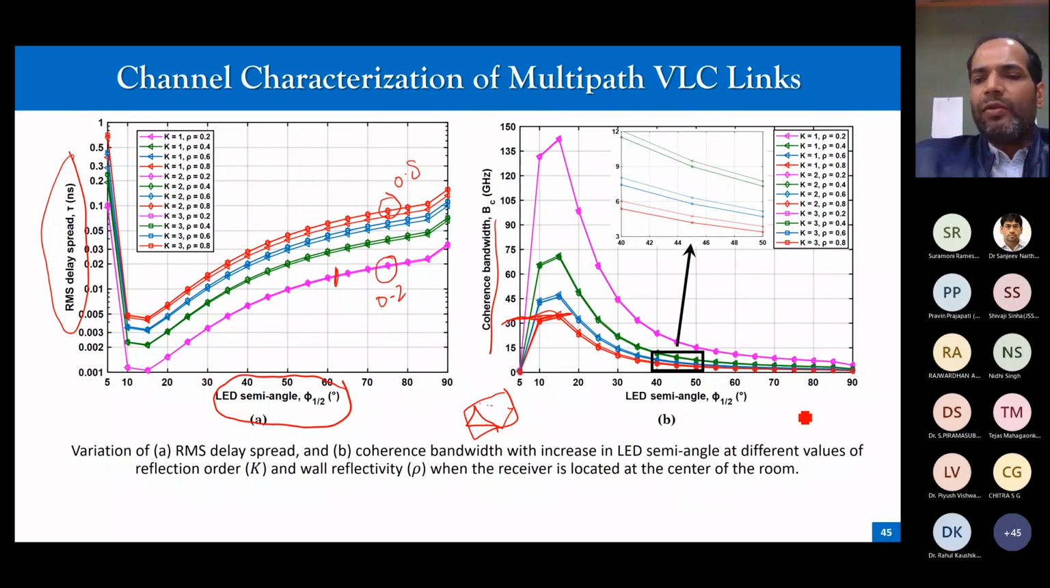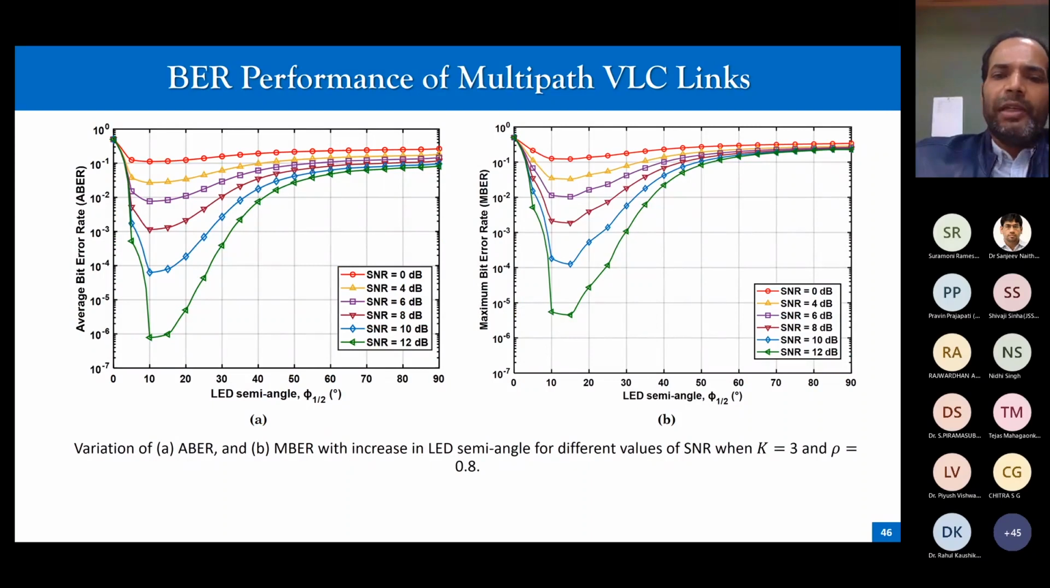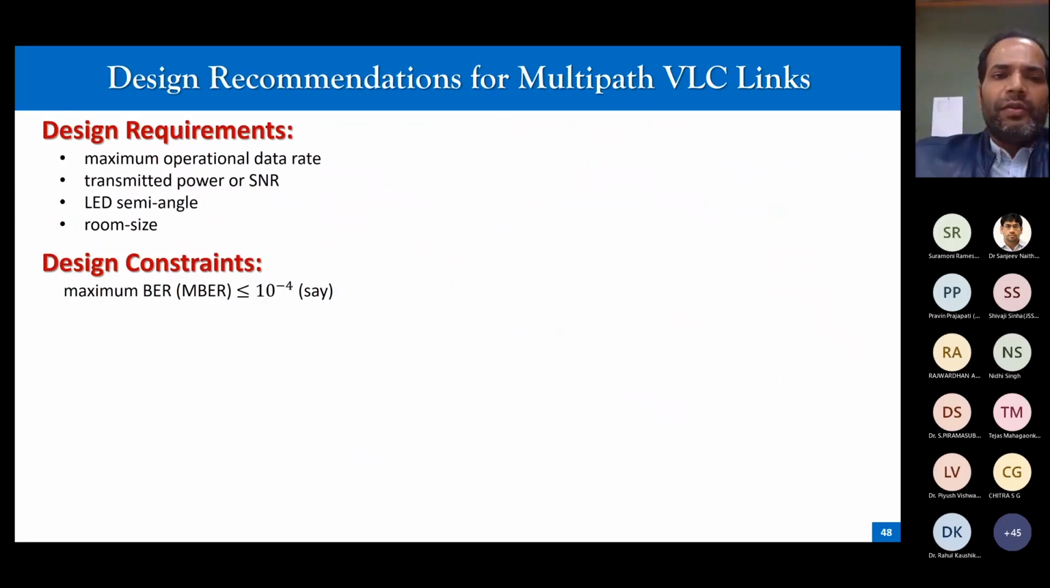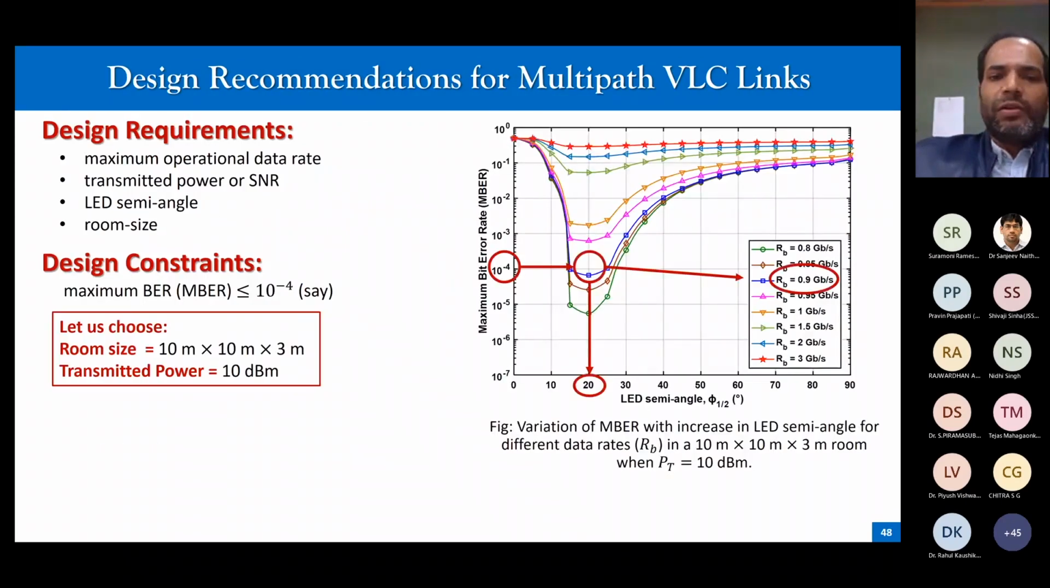What is the LED semi-angle? If you have an LED, the cone in which an LED transmits most of its light is characterized by its semi-angle. All these parameters clearly depend upon the LED semi-angle, and you can always design the system with the correct LED semi-angle. We see that an LED semi-angle somewhere between 10 to 15 degrees is best. So our VLC systems must use it. Similarly, the BER also depends upon the LED semi-angles, and you can do the characterization. I will skip this slide, so not too important.